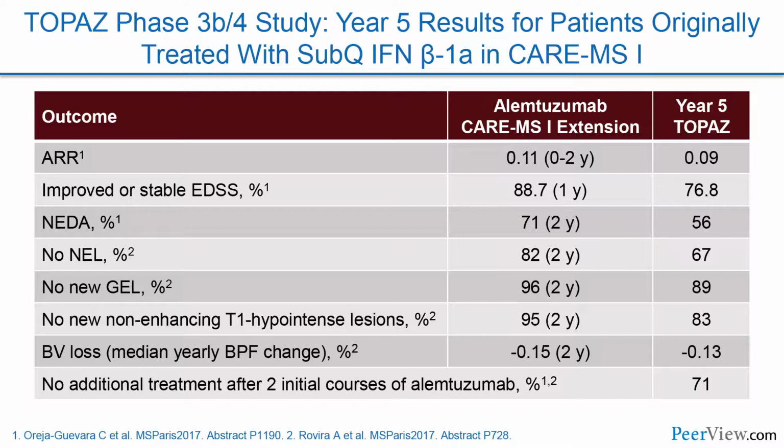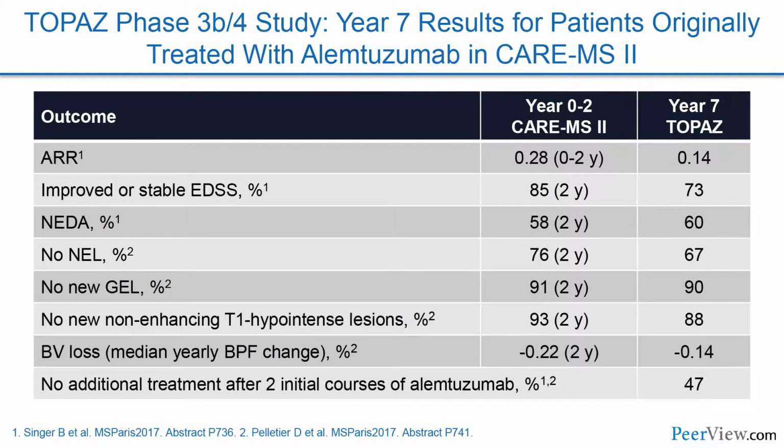71% of patients had no additional treatment after 2 initial courses of alemtuzumab through year 5. Alemtuzumab has a consistent safety profile through year 5 in patients previously treated with subcutaneous interferon beta-1a, and the overall incidence of AEs decreased over time. So let's turn our attention to the data of TOPAZ from the CARE-MS-2 cohort.